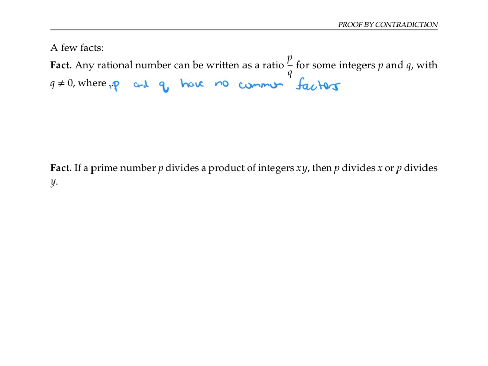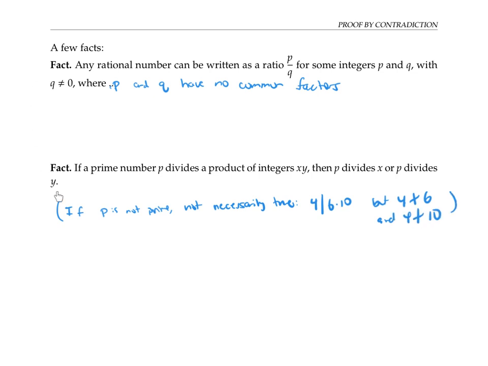Another fact that we'll need is that if p is a prime number and it divides a product of two integers, x times y, then either p divides x or p divides y. By the way, this is not always true if p is not a prime number. For example, 4 divides 6 times 10, which is 60, but 4 does not divide 6, and 4 does not divide 10. We're going to need these two facts for the next proof, but we won't prove these facts themselves until possibly later in the class.